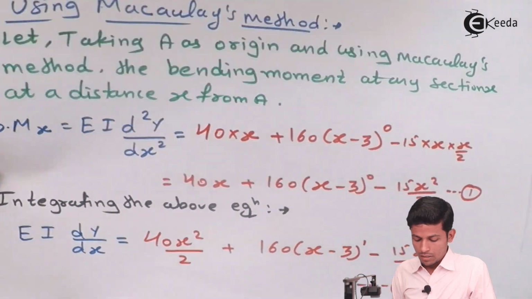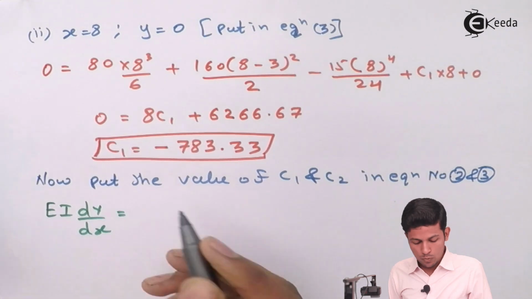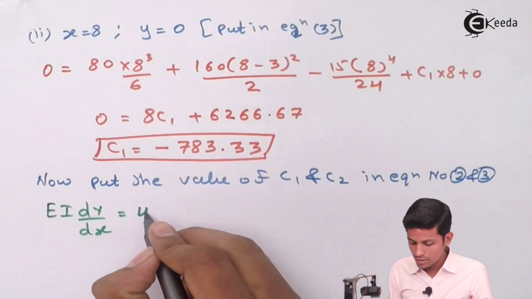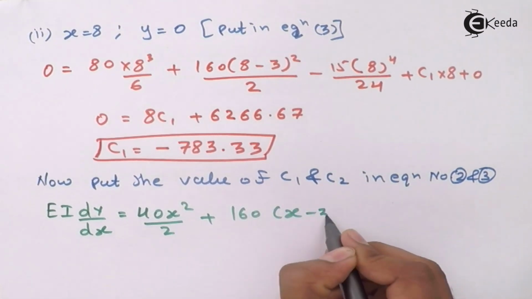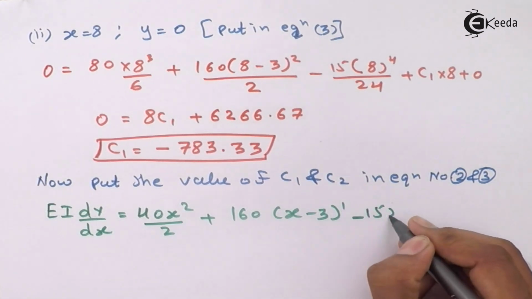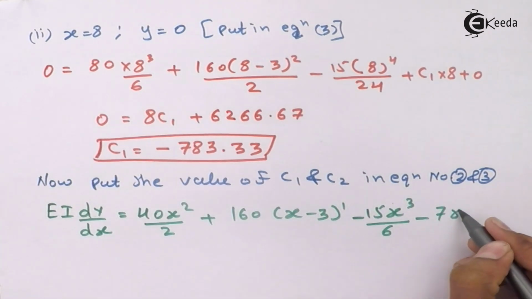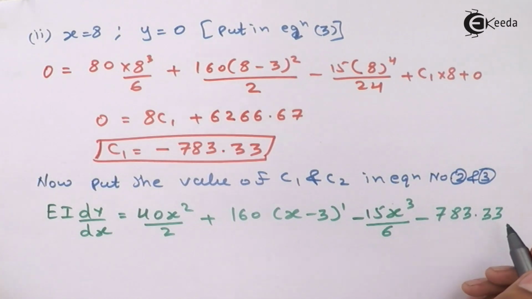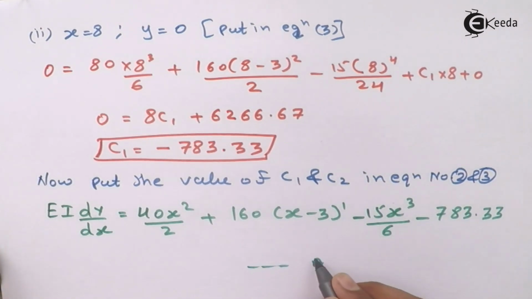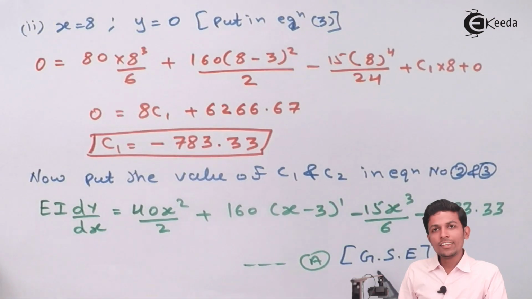So EI dy by dx as it is, is equal to 40x square by 2 as it is, plus 160 x minus 3 raised to 1 as it is, minus 15 x raised to 3 upon 6 as it is, plus C1. So minus 783.33. Okay, so this is come A. This A is nothing but journal slope equation. Now see, we are done with the journal slope equation.